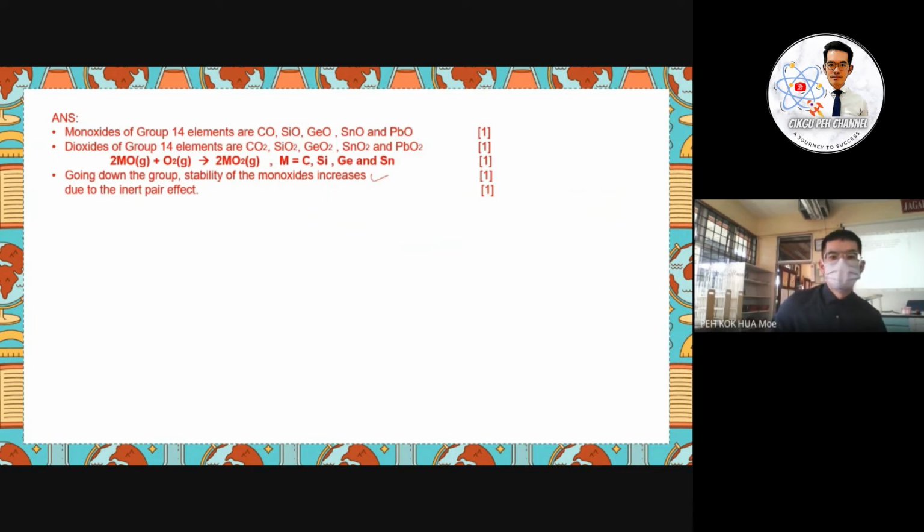So here, that means the +2 oxidation state will be increased also, correct, due to the inner pair effect. You see, inner pair effect, 1 mark. For this sentence, you get 2 marks according to the reference answer.